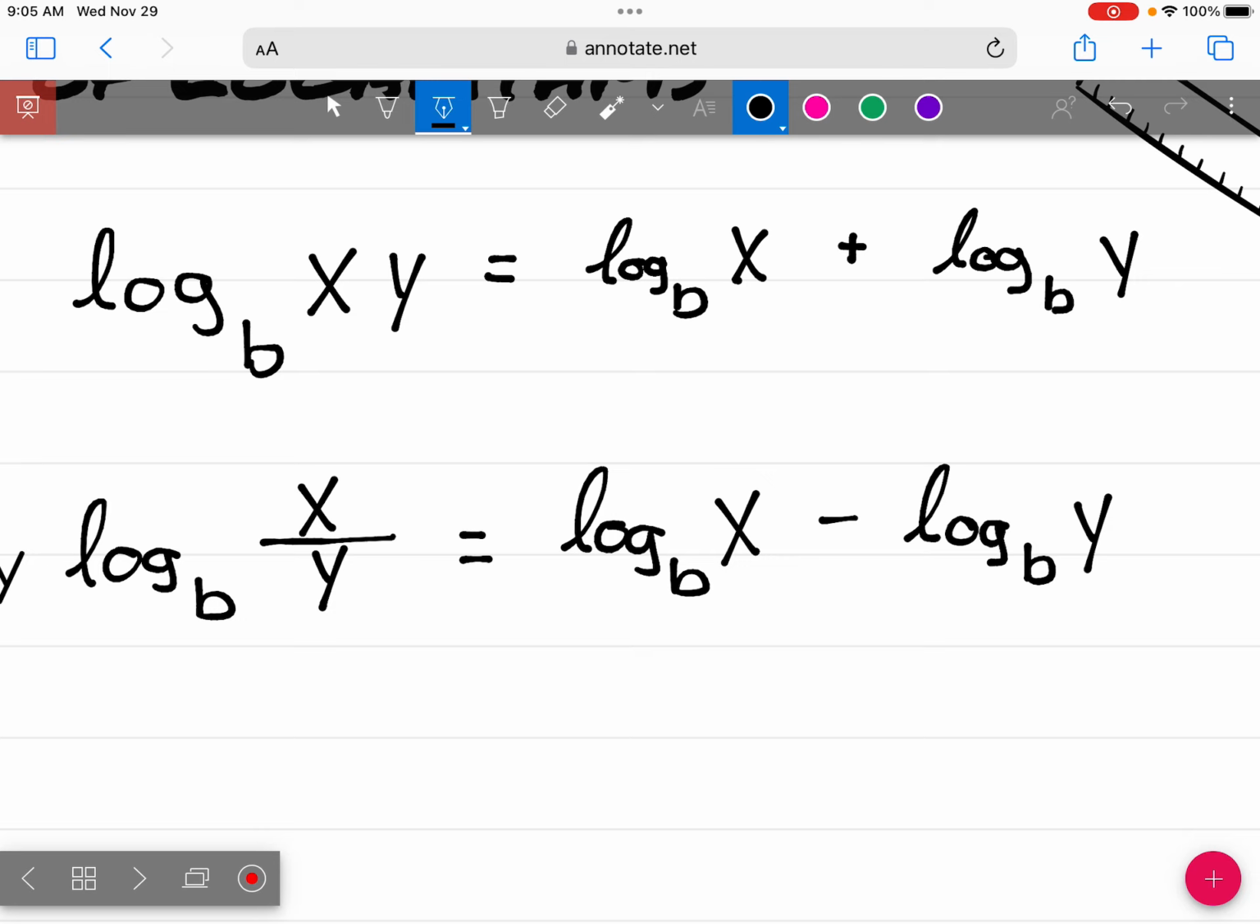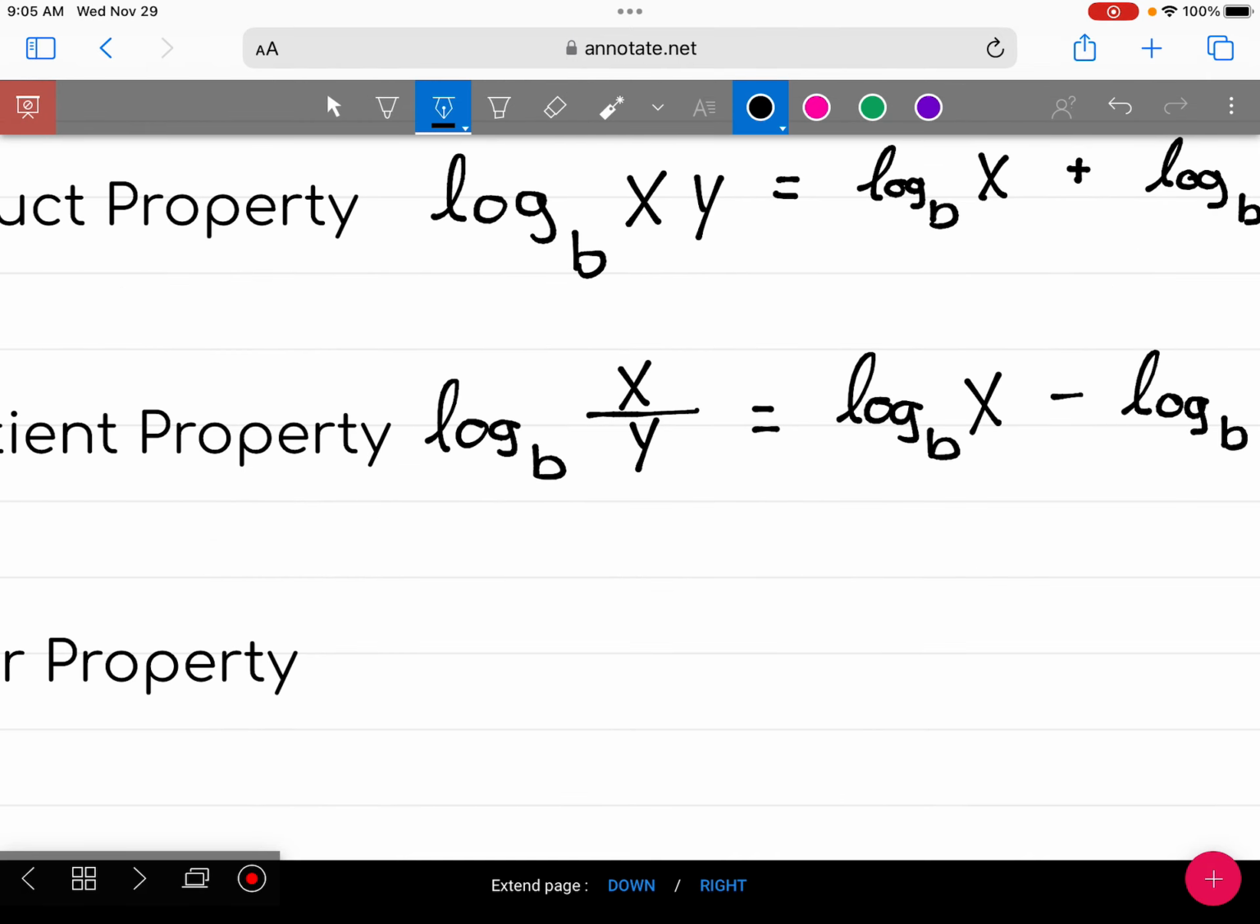It's like the same as exponents, kind of. It's a similar vibe, because if you think about it, logarithms and exponentials are inverse functions, so they have very similar kinds of properties.